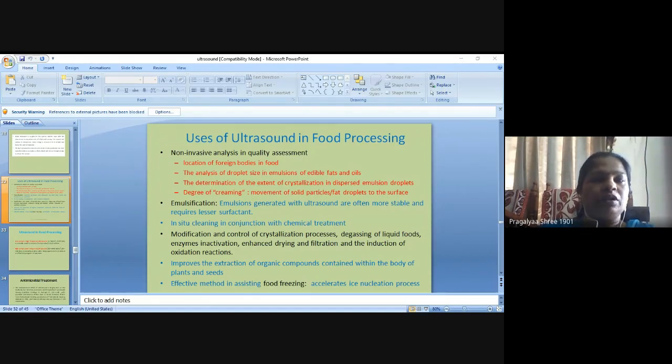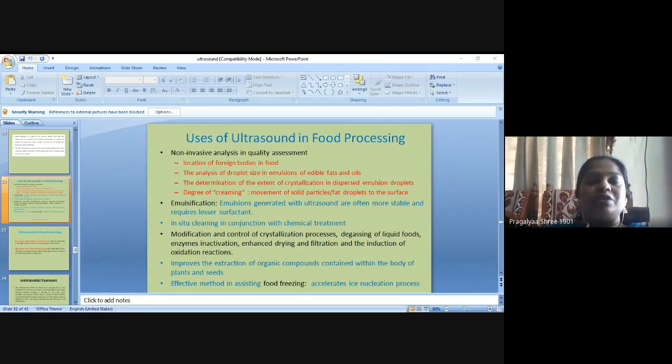Okay, so it is mainly used. I told you that there are two types of ultrasound, low frequency, low power and high power. Low power is mainly used for non-invasive analysis and quality assessment. It is used to locate a foreign body in food substances. For example, if you want to locate a microorganism in a food substance, you can identify that as a foreign body, or any metallic substances or other unwanted material present in the food can be easily identified by means of this type of ultrasound technique.